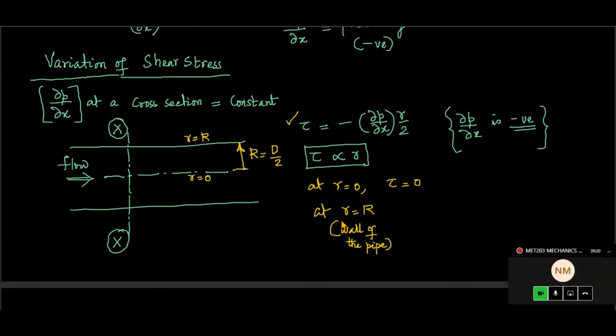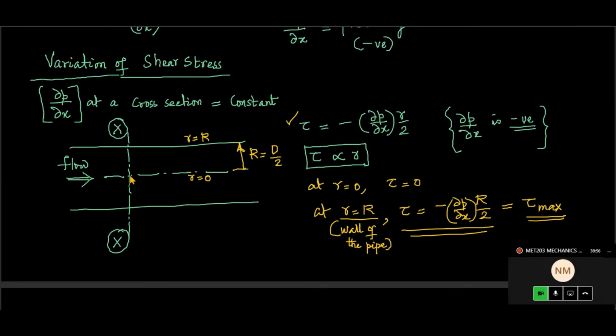So at small r equal to capital R, shear stress tau is equal to minus dou P by dou X into the radius, which is now capital R by 2. And this is tau max, the maximum shear stress in the pipe flow. That is at the wall of the pipe. Please do remember this aspect, and we require it. So tau max, at the wall of the pipe, it is maximum.